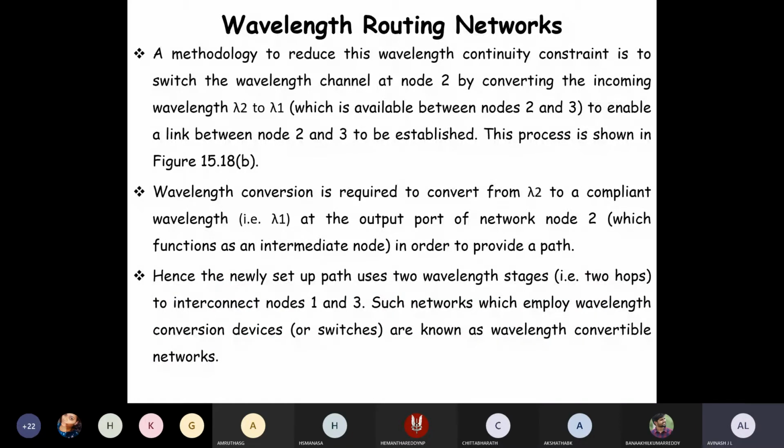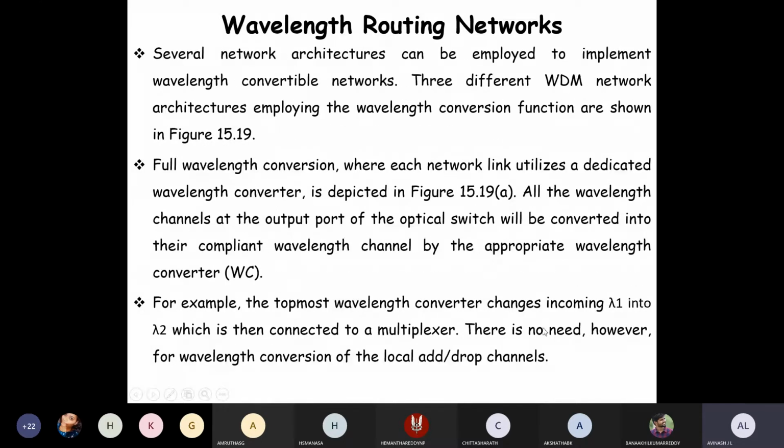Now the methodology is to reduce this wavelength continuity constraint, by switching the wavelength channel at node 2, converting the incoming wavelength lambda 2 to lambda 1. This enables a link between node 2 and 3 to be established. This process is shown in the upcoming figure. What is that figure? We'll see.